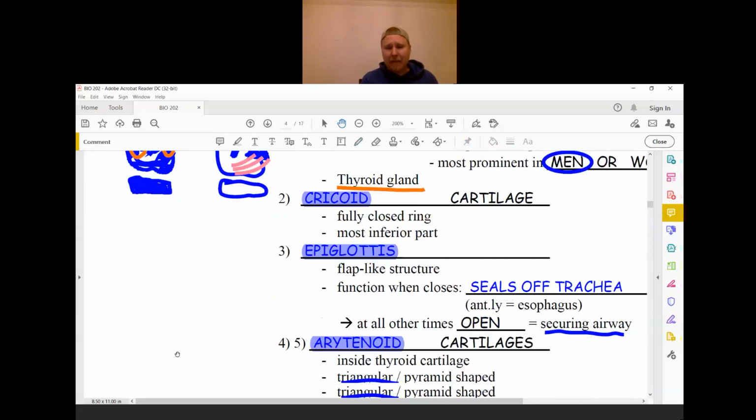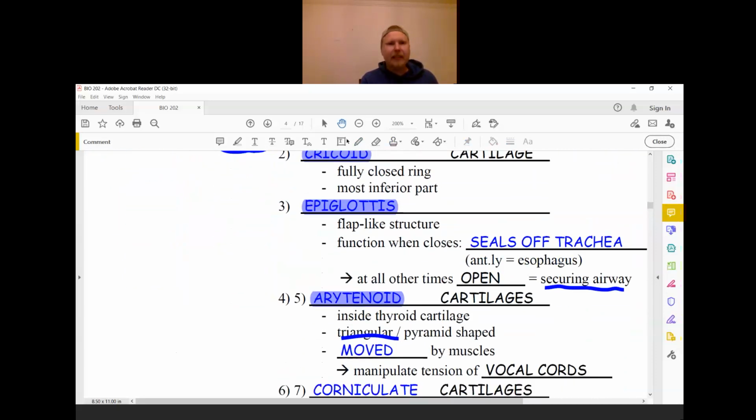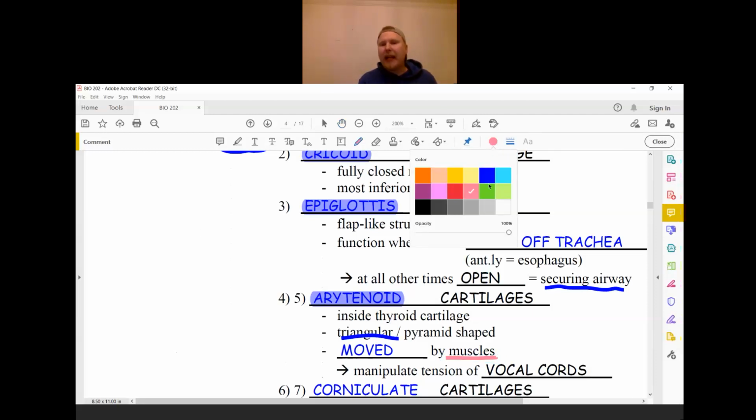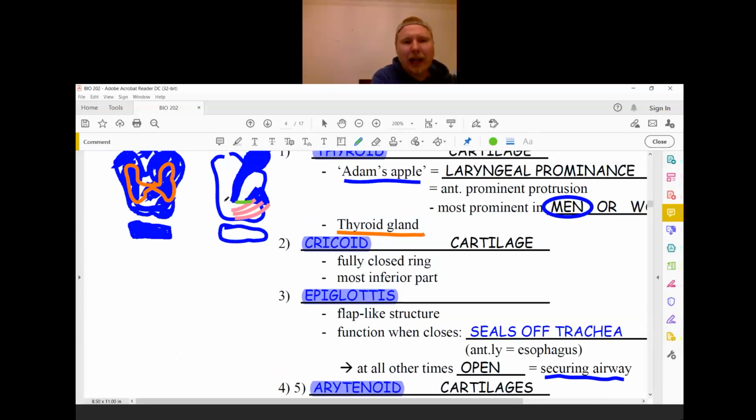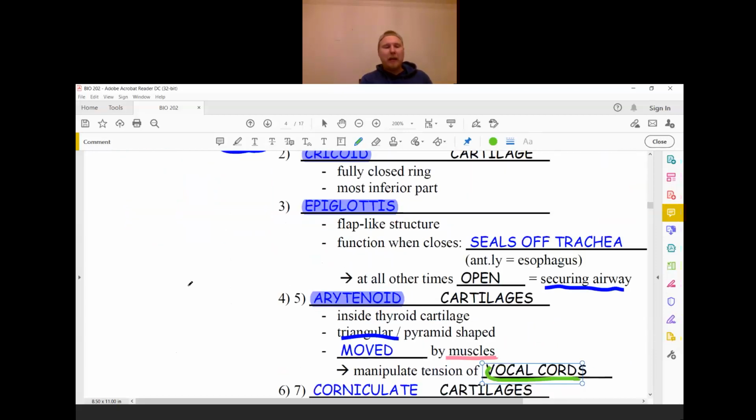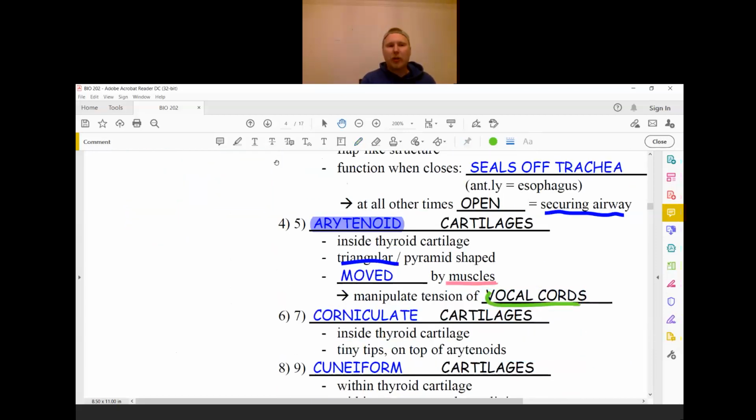And why this is going to be important, let's add our muscle highlight here. Why this is going to be important is that it is the vocal cords that are attached to our arytenoids. And of course, we manipulate the tension of the vocal cords as we manipulate the location of the arytenoid. So that allows us to tighten or loosen these vocal cords depending on what sort of a sound we're wishing to make.